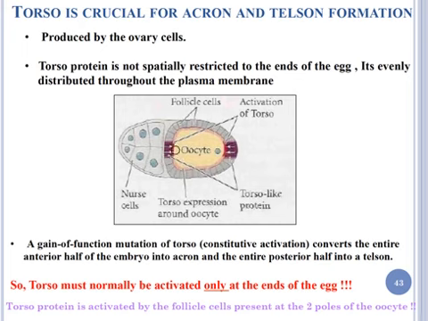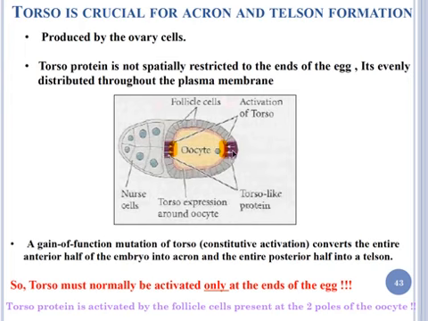But usually acron and telson cannot be developed everywhere. They are developed, acron anteriorly and telson posteriorly. So how can acron and telson be formed? It seems like torso is only activated in this location and in this location, at the anterior and the posterior domains, by another protein very similar to torso, expressed by the follicle cells of the anterior part and the posterior follicle cells of the posterior part.